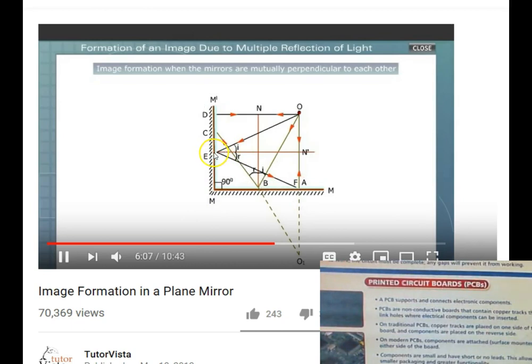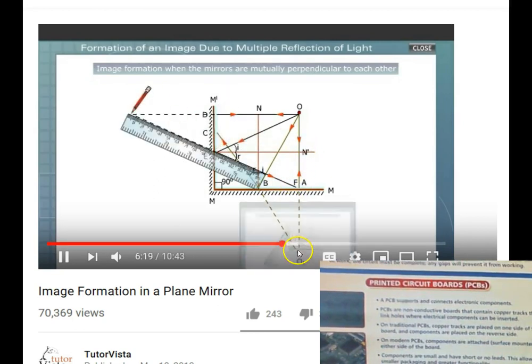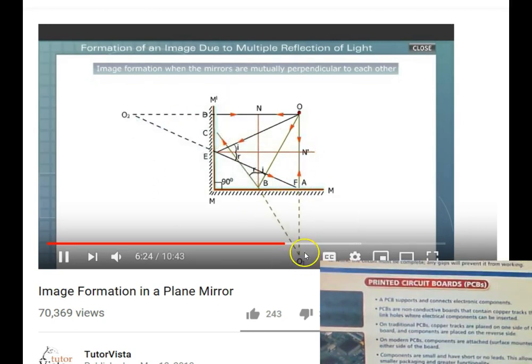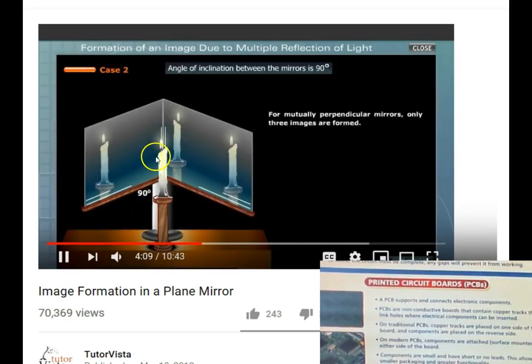Now, according to your brain, where are the light rays coming from? This light ray seems to have come from this way. This light ray seems to have come from this way. That means there must be an image over here. Similarly, these 2 light rays look like they came from that way, making an image over here. Conclusion? You'll see two other images in the mirror in addition to the one you expected to see. Pretty cool, huh?